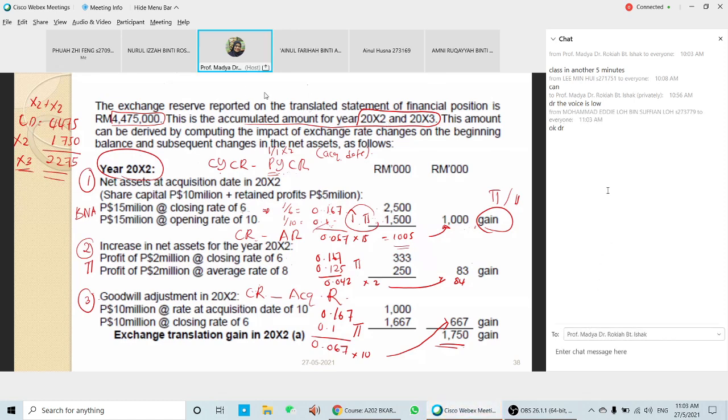Okay, so now the same thing that we need to do for the year x3. In this example, it's simple because you only have 2 years. If the accumulator is more than 2 years, then you need to show for every year. Okay, for year x3, so we move to year x3. For x3, the same thing that we need to do.